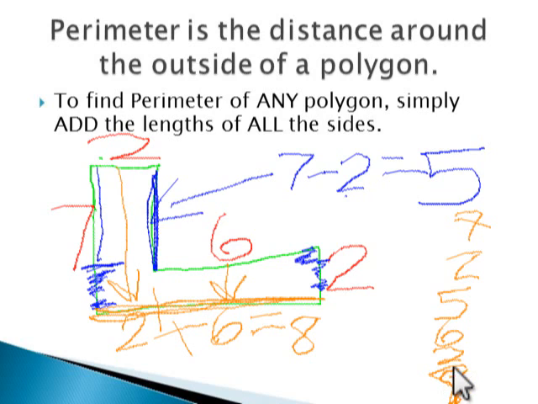Okay, it doesn't really like me to draw right there. Okay, whatever, let's put it up here. Put the 8 up here. Okay, so 8 plus 7 is 15, plus 2 is 17, plus 5 is 22, plus 6 is 28, plus 2 is 30. So the perimeter of this whole thing is 30 units.